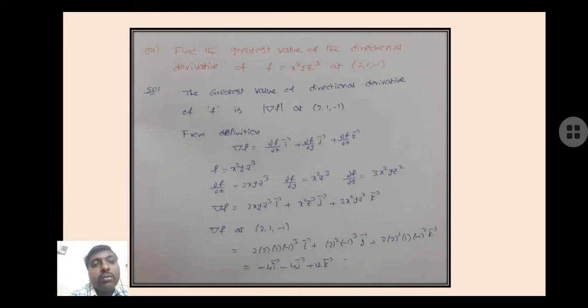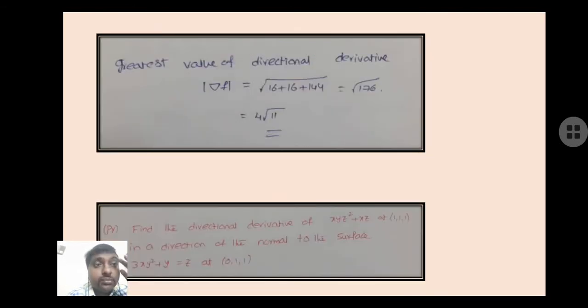That is the normal vector to the scalar point function f at that particular point. But I am calculating greatest value of directional derivative. For that purpose, I am calculating magnitude of this particular normal vector. So the greatest value of directional derivative del f is equal to, it is enough to calculate magnitude of that one. So that is equal to root over 4 square, 4 square is 16, plus 4 square, 16, plus 12 square, that is 144. By simplifying that one, I am getting root over 176. Simplify that one, that is equal to 4 root 11.